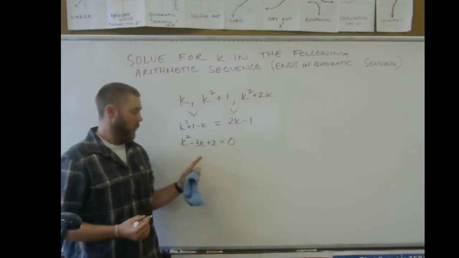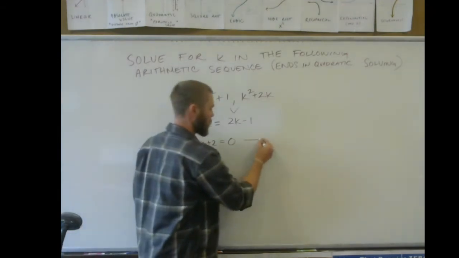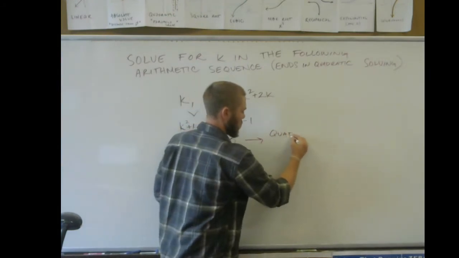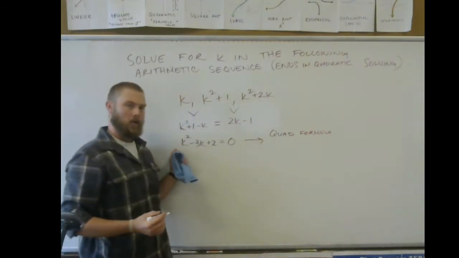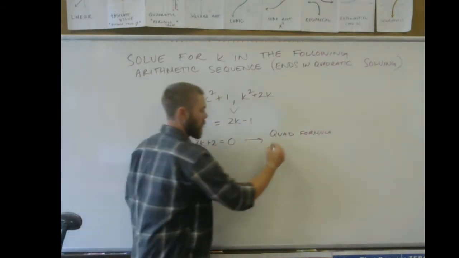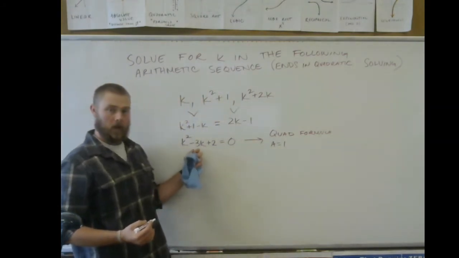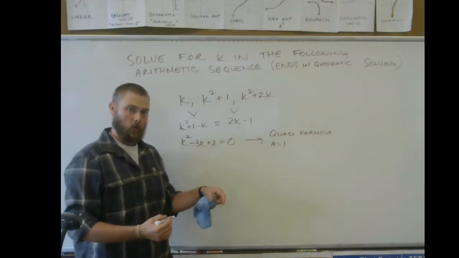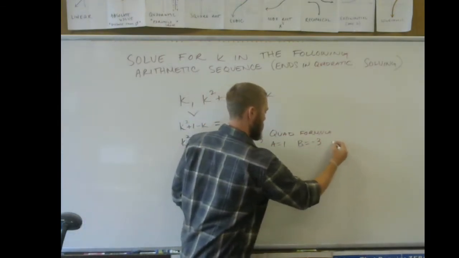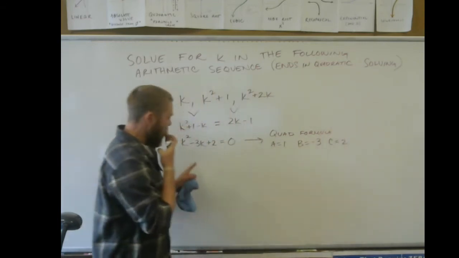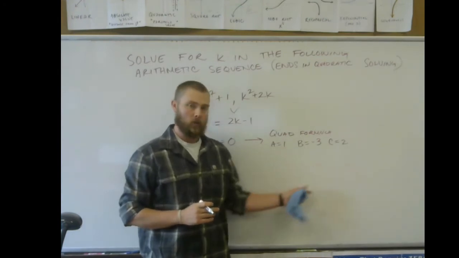And some people maybe see this and they want to use quadratic formula. And they know, well, a is the number 1, 1k squared, b is negative 3, and then c is 2. Plug those into the quadratic formula. So you're welcome to go that route. You're probably very familiar with doing that way.